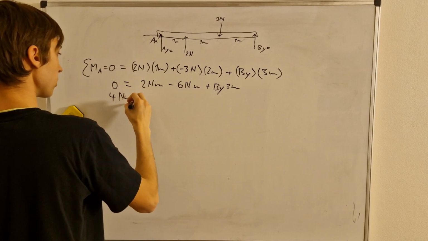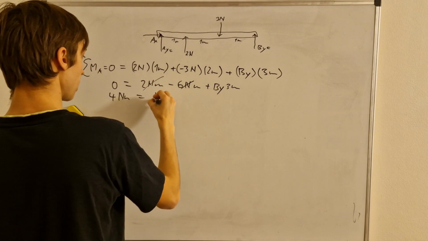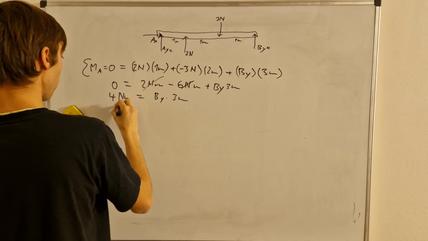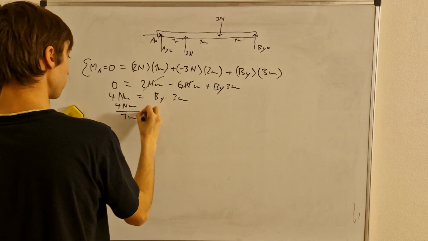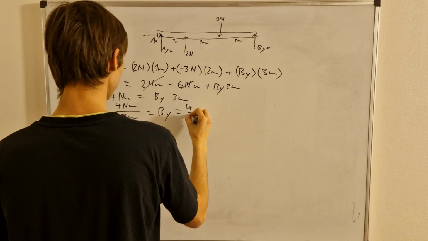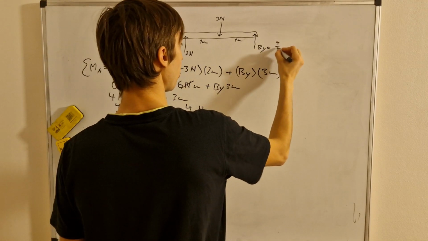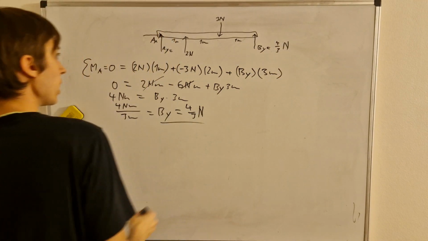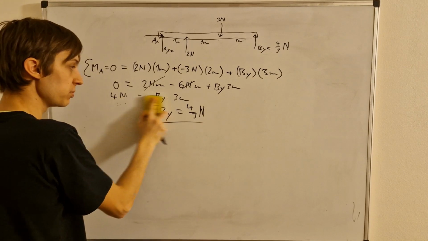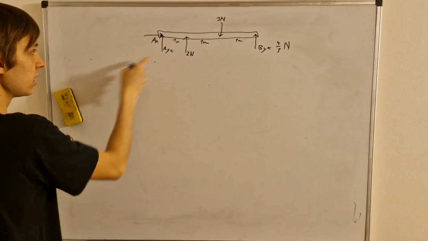4 Newton meters, taking care of these ones, is By times 3 meters. So 4 Newton meters over 3 meters is By, and that means that By is 4 over 3 newtons. Alright, so we determined By, 4 over 3 newtons. And now I can use the total equilibrium in Y, forces being equal to 0, and directly get Ay.